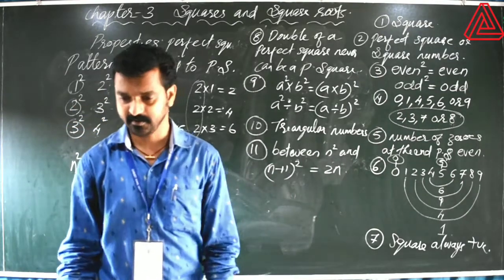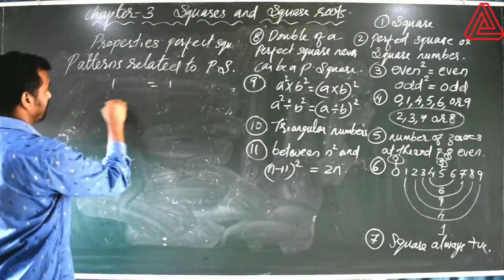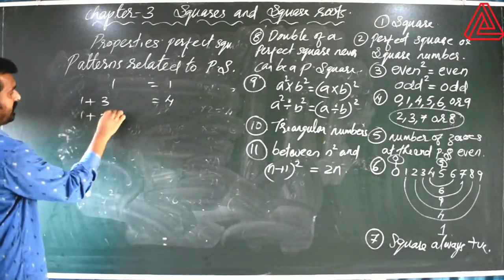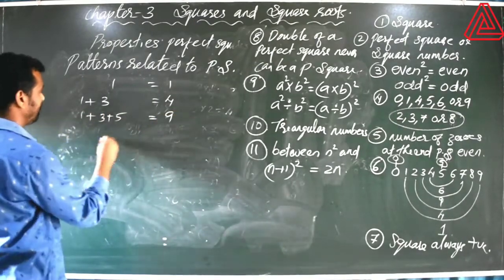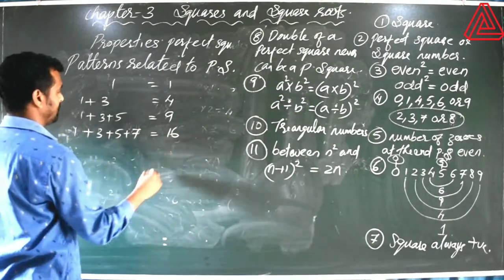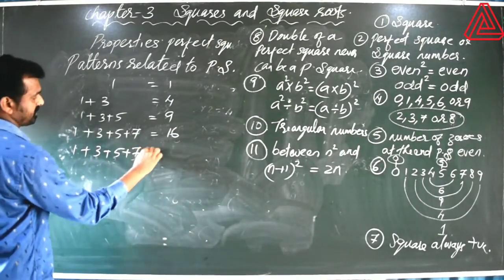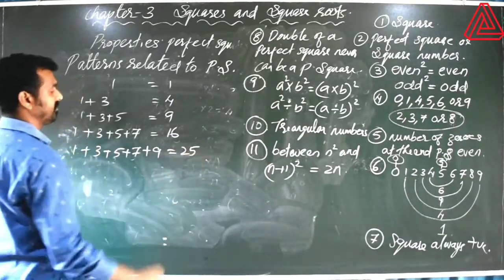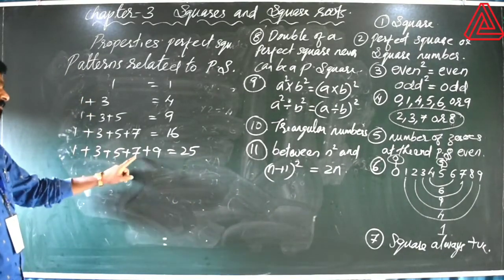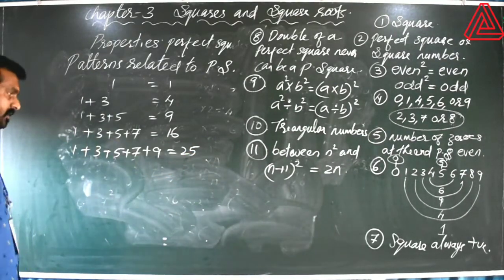Okay, now next one. Sum of consecutive odd natural numbers. 1 plus 3 is 4. 1 plus 3 plus 5 is 9. 1 plus 3 plus 5 plus 7 is 16. 1 plus 3 plus 5 plus 7 plus 9 is equal to 25. Sum of first 5 consecutive odd numbers is equal to 5 square, that is 25.